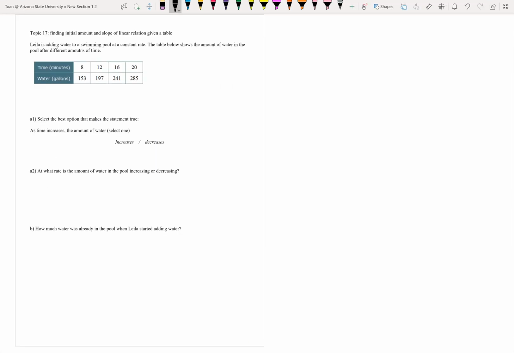So, topic 17 is about analyzing a linear relationship. It's similar to topic 16, except instead of analyzing a graph, they give you a table of values. So let's read the story.